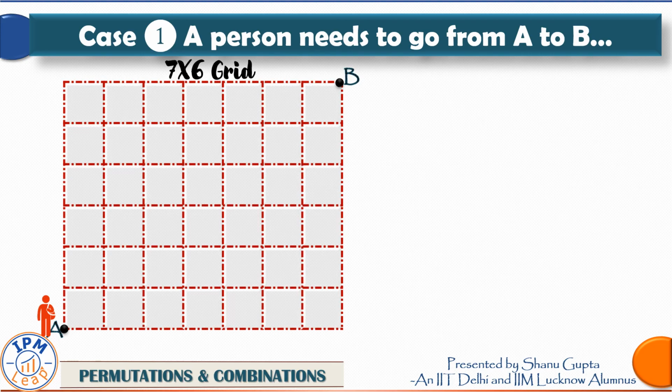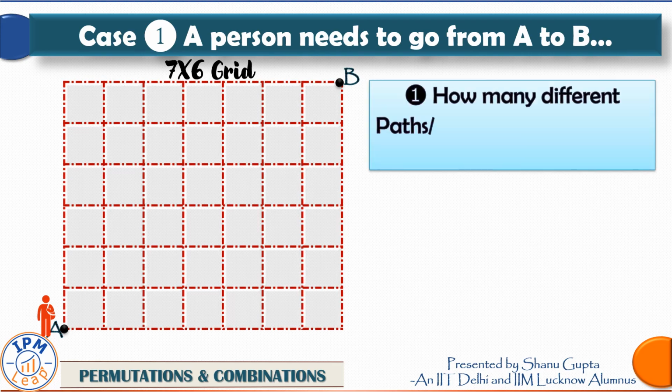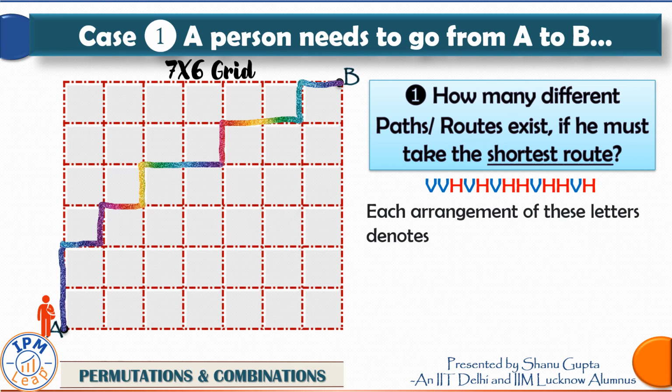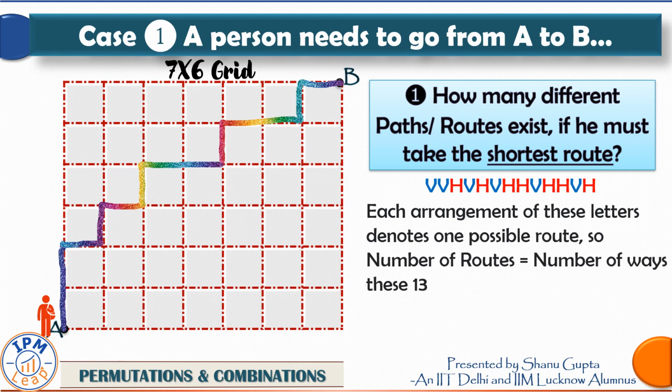One more rearrangement of these 13 letters would mean another possible route. V, V, H, V, H, V, H, H, V, H, H, V, H denotes the route that is being drawn on your screen. So hope the logic is clear now. Each arrangement of these letters denotes one possible route and therefore the number of routes is equal to the number of ways these 13 letters can be arranged.